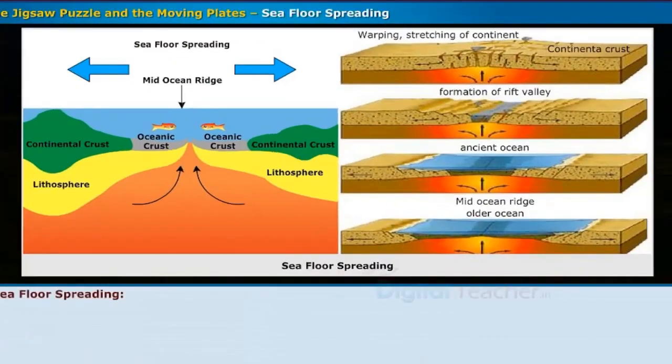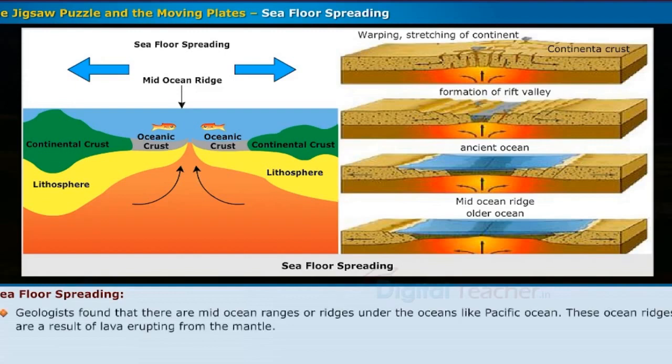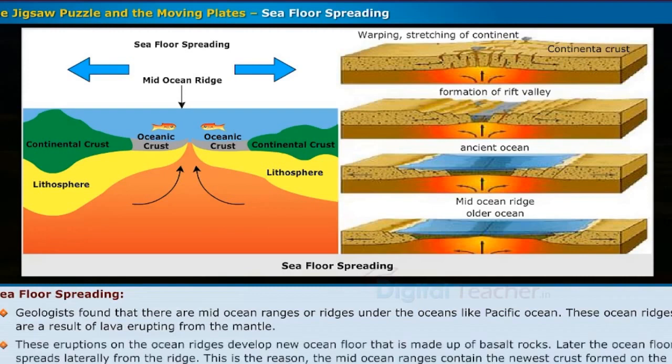Now, let us know the reasons for movement of plates in detail by looking at the theory called sea floor spreading. Geologists found that there are mid-ocean ranges or ridges under the oceans like Pacific Ocean. These ocean ridges are a result of lava erupting from the mantle. These eruptions on the ocean ridges develop new ocean floor that is made up of basalt rocks.